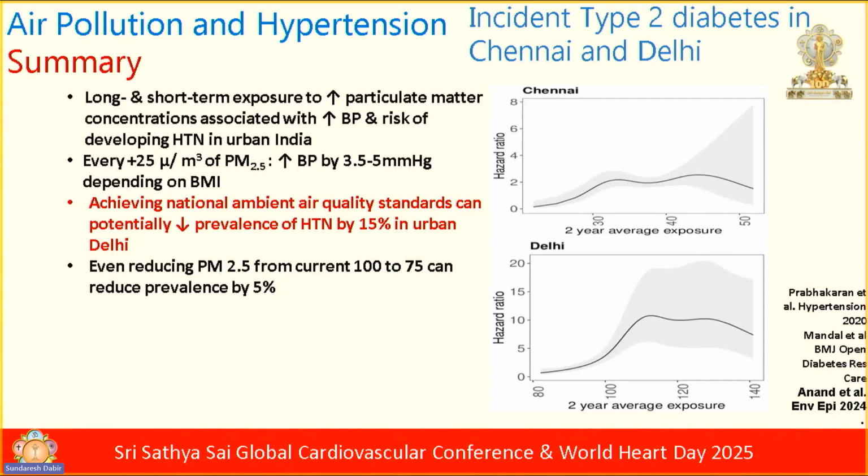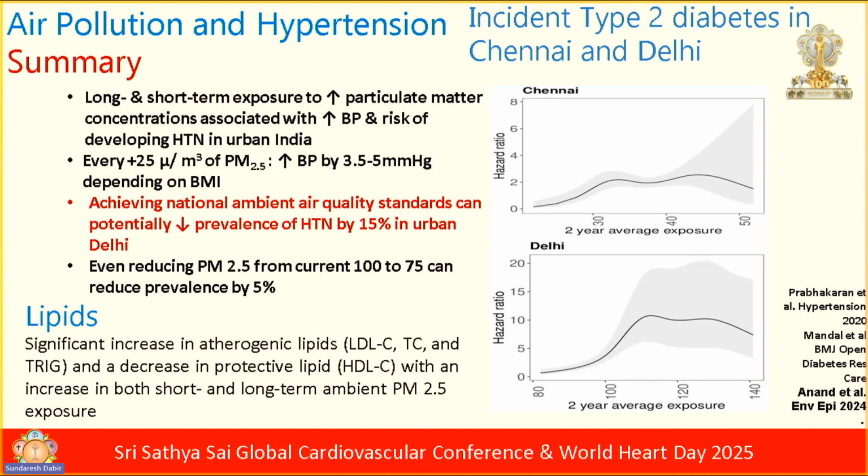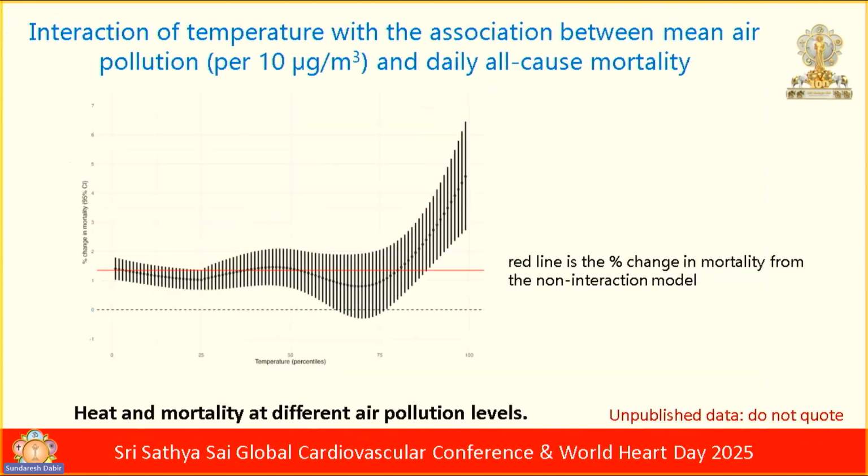Secondly, we also showed it for diabetes, both in Delhi and Chennai. In Chennai, it was a little steeper than in Delhi, again exemplifying the fact that at higher levels it starts plateauing. So you need to start acting at lower levels of PM 2.5. And lastly, we showed in terms of lipids, LDL cholesterol, total cholesterol, and triglycerides increased with increasing pollution, and HDL cholesterol, which is a protective lipid, starts decreasing with increasing pollution. So there is now ample evidence to suggest air pollution plays a major role.